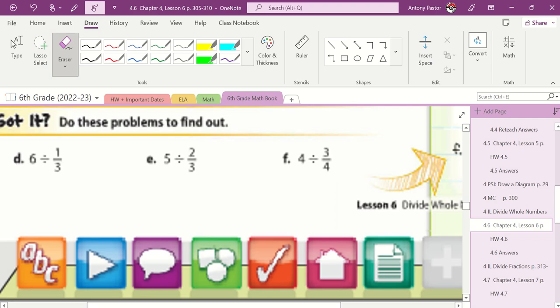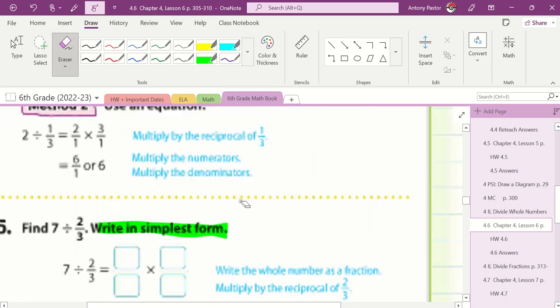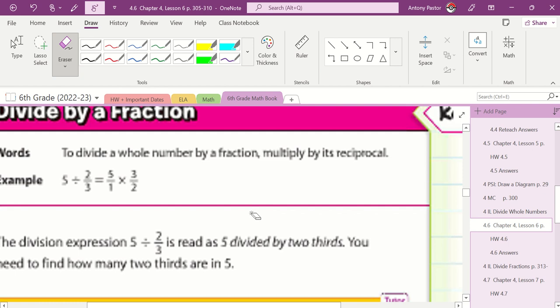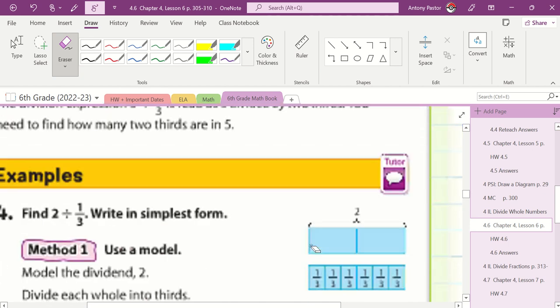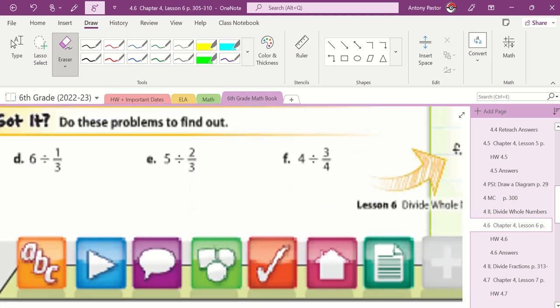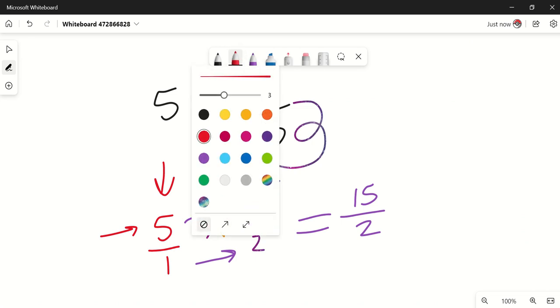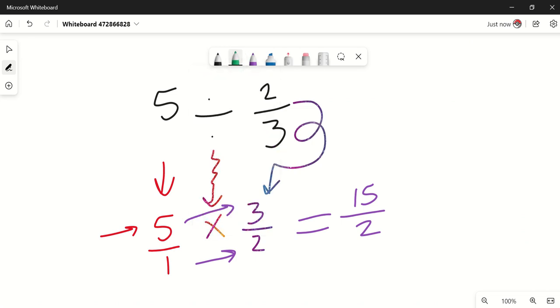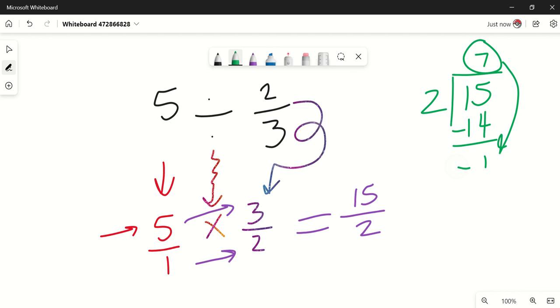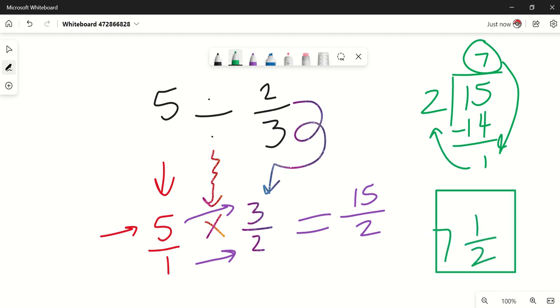15/2. And I believe this is one that we did up here, isn't it? 5 divided by 2/3. We did this one. So let's do it again. This becomes 15/2. I know that the example didn't say write in simplest form, but let's get in the habit of doing that. That'll be 7 times 2, it'll be 14, it'll be 7 1/2. And that is my answer.